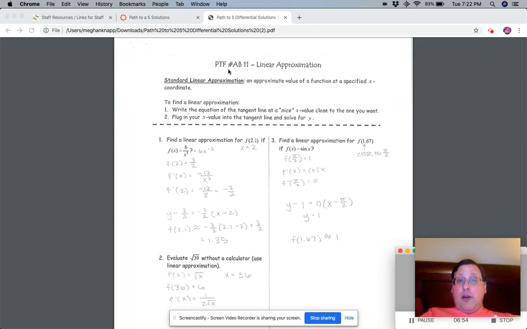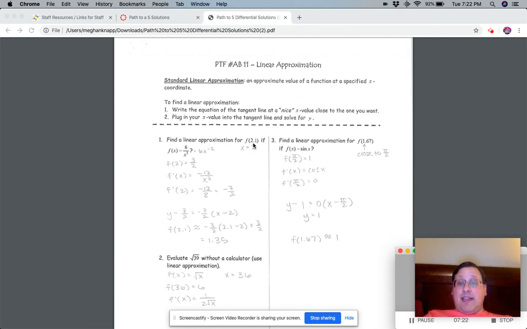Continuing on here, standard 11. This I'm not super concerned about. As a matter of fact, I'm not even going to look at question 2 or question 3. The idea behind a linear approximation is to get an equation for the tangent line and then just use the tangent line to approximate the function instead of the actual curve itself.